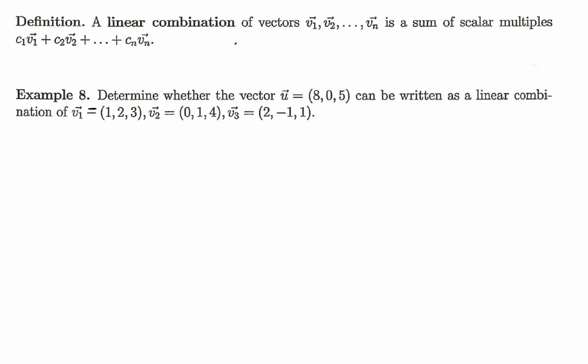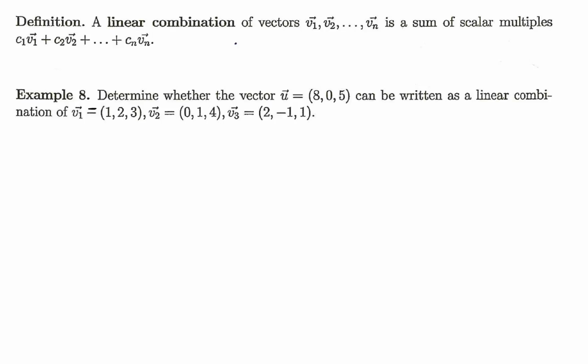A linear combination of vectors v1, v2, and so on is a sum of scalar multiples. In other words, it looks like c1 times v1 plus c2 times v2 plus so forth, where those c sub i's are scalars, and for us our scalars come from the real numbers. So let's look at an example.